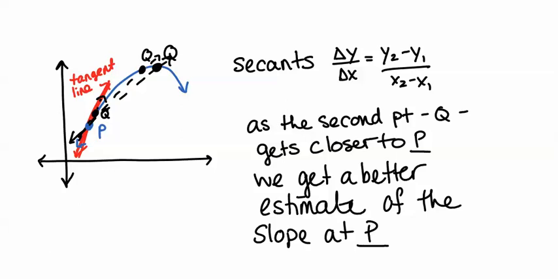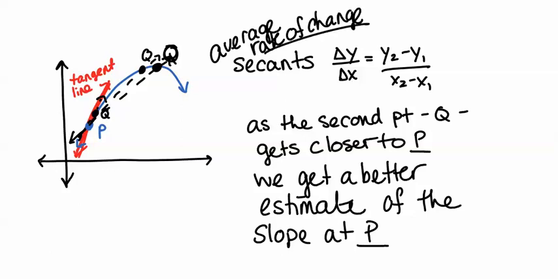We call the slope between P and Q over here an average rate of change between those two points. So the secants can get us an average rate of change, whereas the tangent line, rate of change or slope, same thing, is going to get us an instantaneous rate of change. So we're going to find this slope at that specific point P.